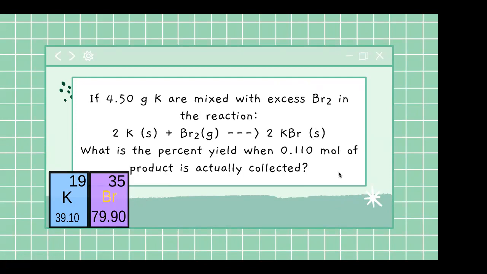Okay, anyways, for this problem, it's asking if 4.50 grams of potassium are mixed with excess Br2 in the reaction 2K plus Br2 yields 2KBr, what is the percent yield when 0.110 moles of product is actually collected? This is one of the better problems, right? Because it tells you it's excess Br2. So we know this one's our limiting reactant, so we don't have to do 2 sets of that. We can just do 1.